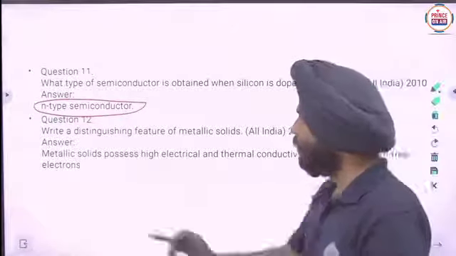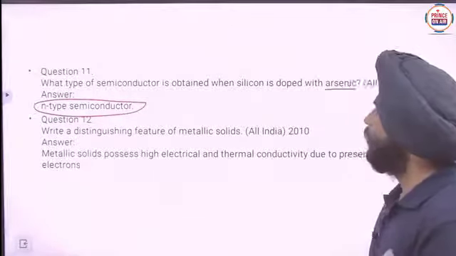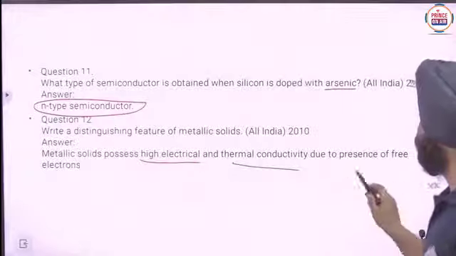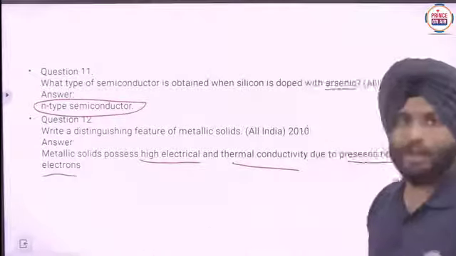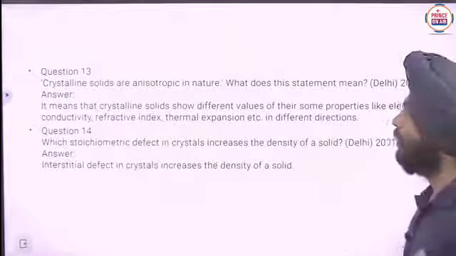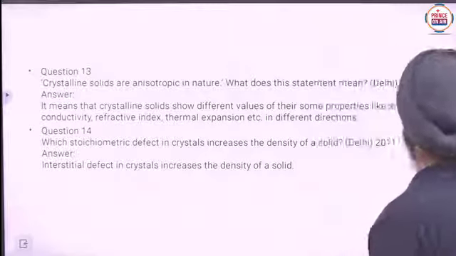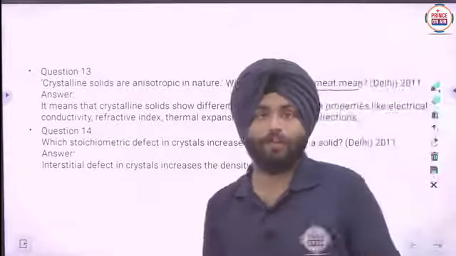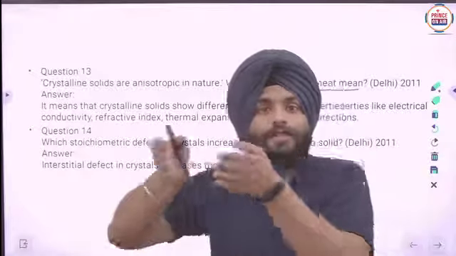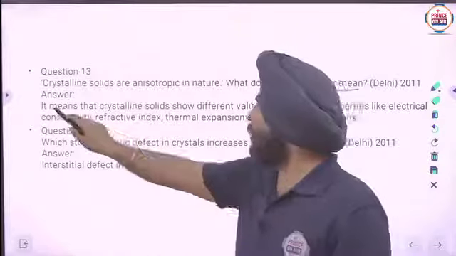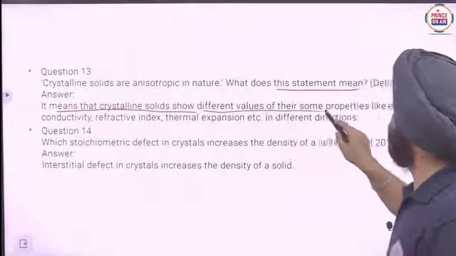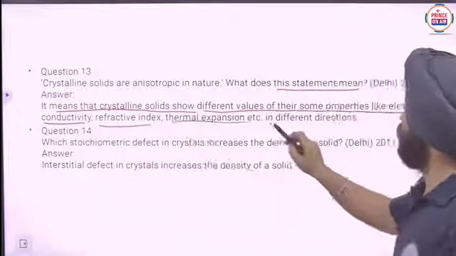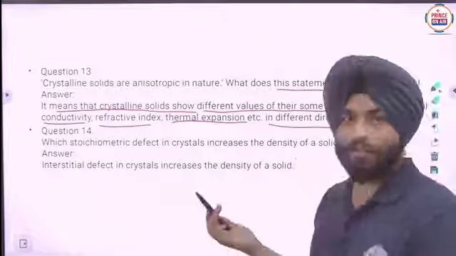Okay, write a distinguishing feature of metallic solids. They possess high electrical and thermal conductivity due to the presence of free electrons. That is the main point here. Next is, crystalline solids are anisotropic in nature. What does this statement mean? What is the meaning of anisotropy? Different physical properties in different directions. It means the crystalline solid shows different values of some properties like electrical conductivity, refractive index, thermal expansion in different directions. Okay, those properties are mentioned here.